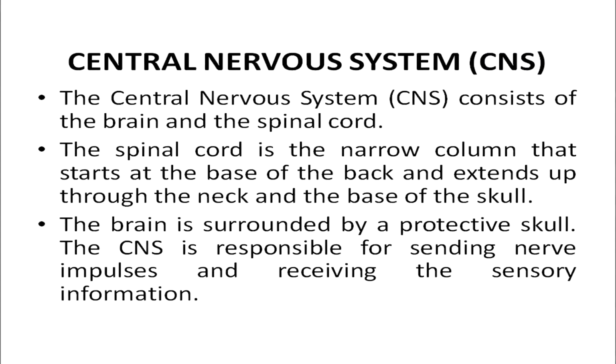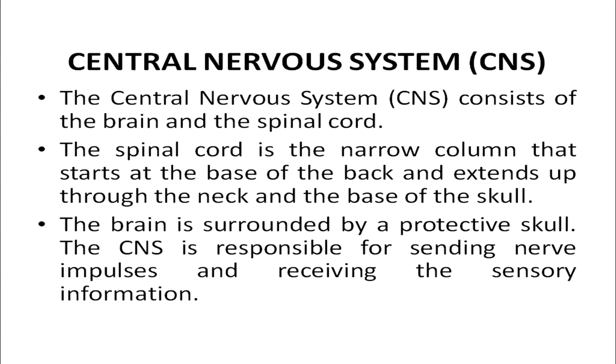Now, we are going to discuss how this nervous system works and what the different parts of the nervous system are. First of all, let us talk about the central nervous system, which is also known as the CNS. The central nervous system consists of the brain and the spinal cord. The spinal cord is the narrow column that starts at the base of the back and extends up through the neck and the base of the skull. We will get a picture of how it looks. The brain is surrounded by a protective skull.